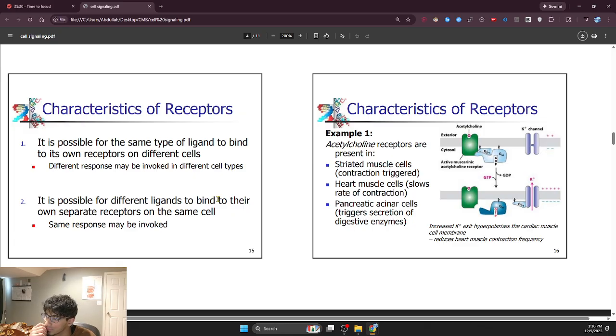That was saying, which leads to different responses. Is that what it's saying? And then different ligands can bind to their own receptors on the same cell. I think it's saying that ligands can bind to multiple cells that have their receptor, and that could lead to different responses. And that different ligands can bind to their own receptors, and all these different ligands end up having the same response. I think that's what it's saying.